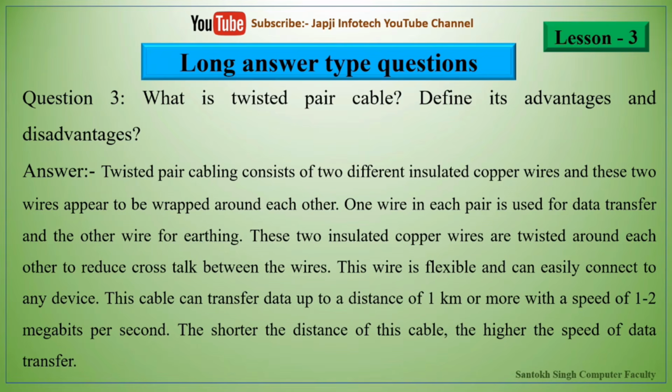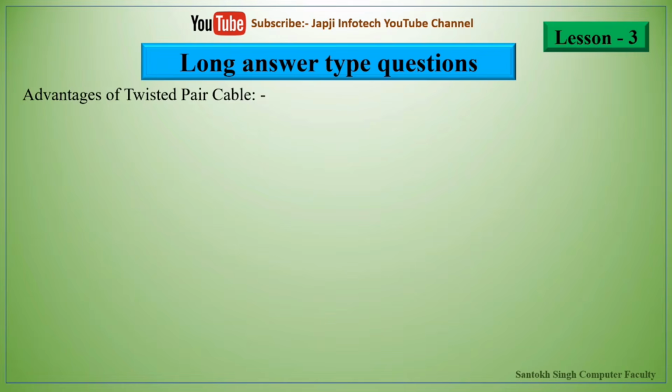This wire is flexible and can easily connect to any device. This cable can transfer up to a distance of 1 kilometer or more with a speed of 1 to 2 megabits per second. The shorter the distance of this cable, the higher the speed of data transfer. So now we will learn about advantages of twisted pair cable.